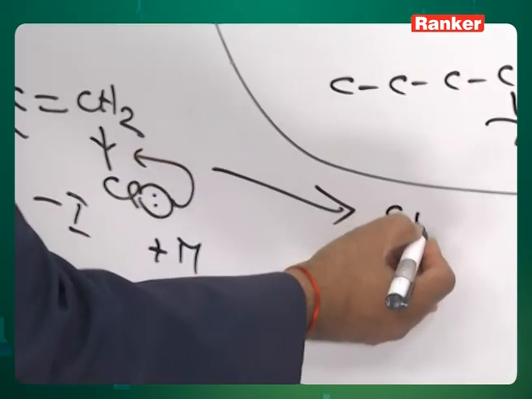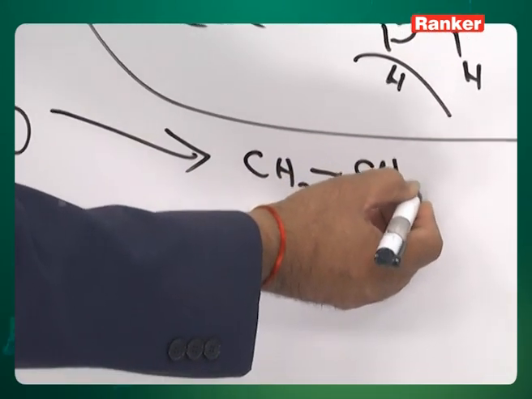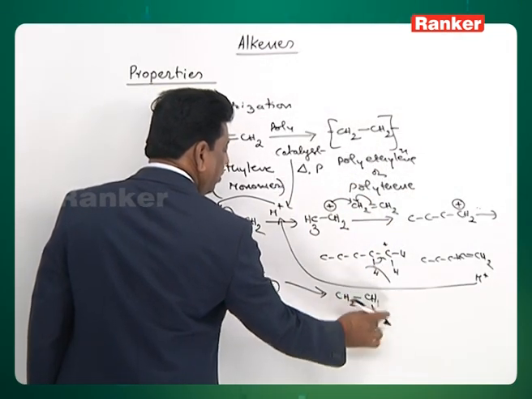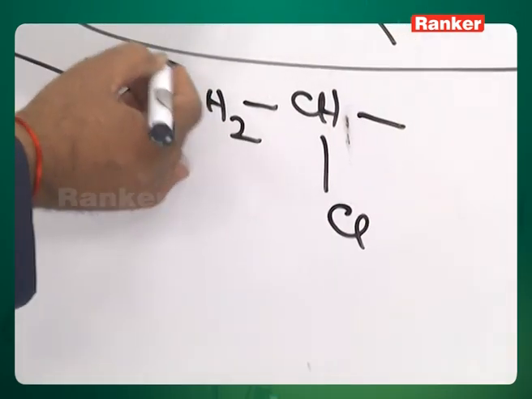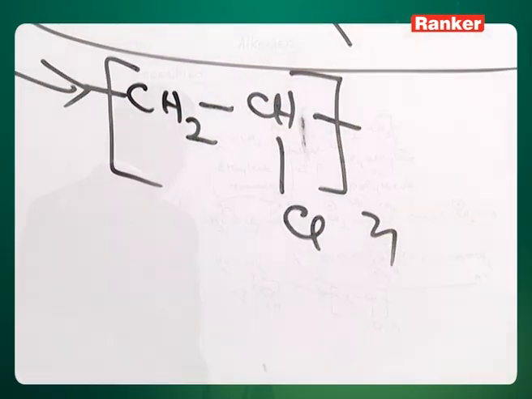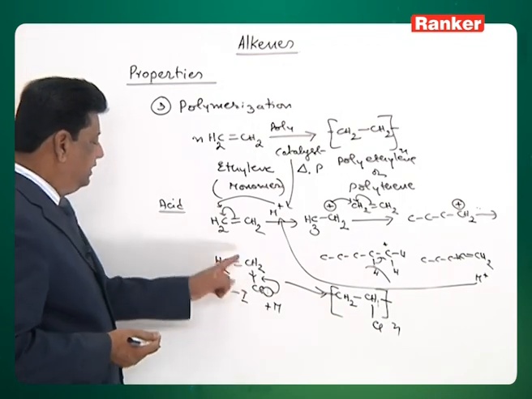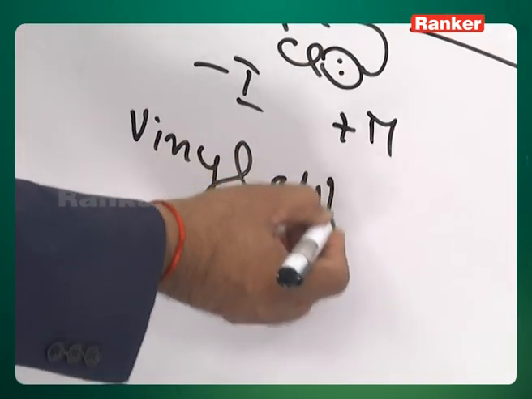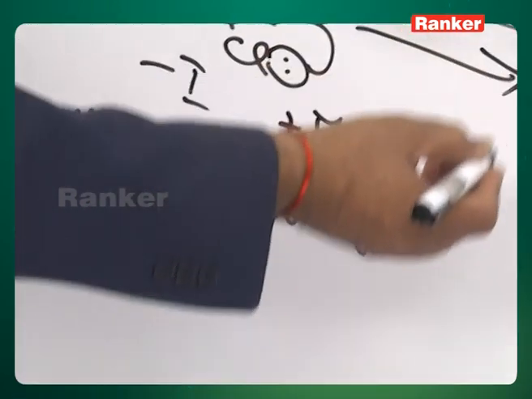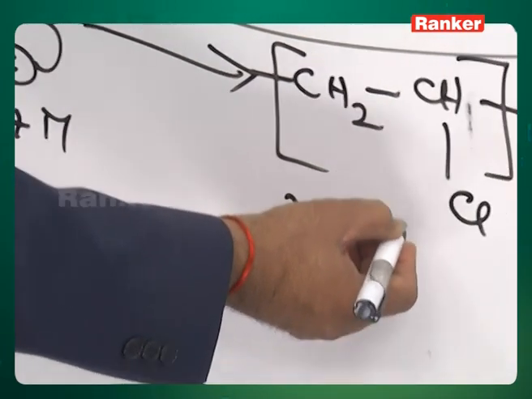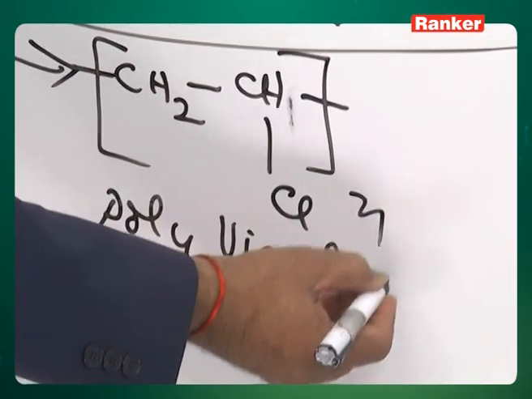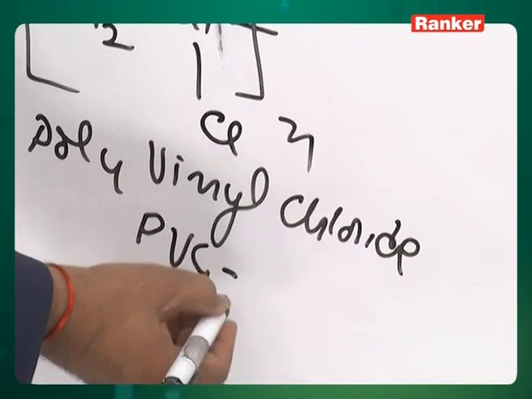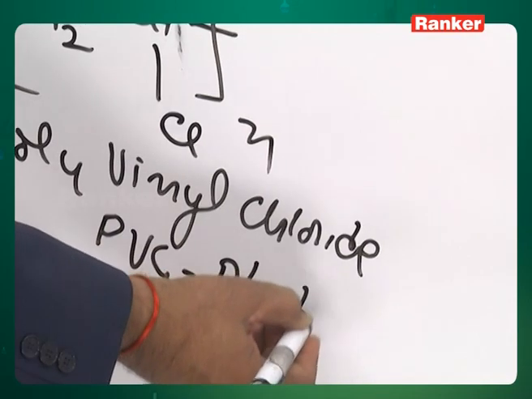You will get better polymerization, and the polymer is just the same polymer except one chlorine will be a hanging group, n times. We call this compound chloroethene, or we have a common name, vinyl chloride. So, the product is called polyvinyl chloride, shortly known as PVC.